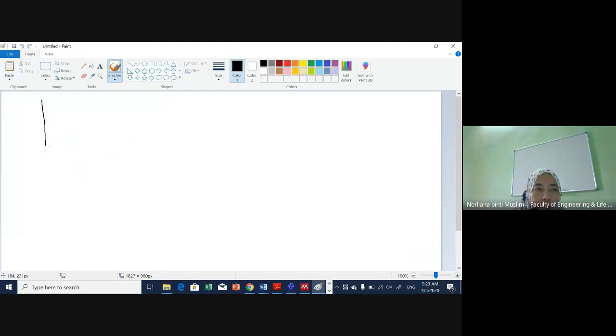And then the next type of function: is this a cubic equation?